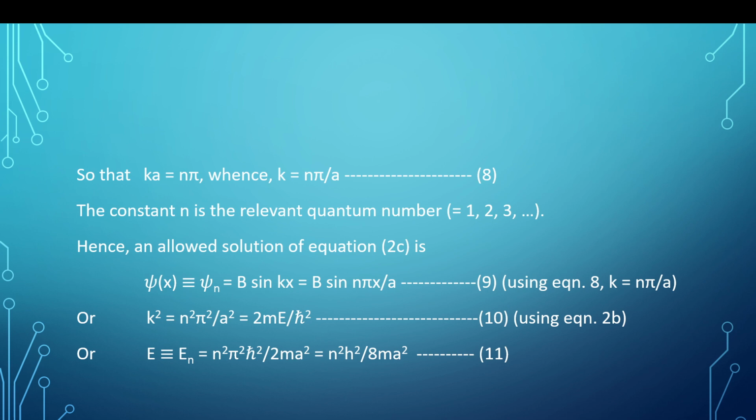We can write psi x or psi n equal to b sin kx, or b sin n pi x over a. And remembering that k square is n square pi square over a square, also equal to 2mE over h cross square, we can put the value of k, and thus we have evaluated energy En equal to n square h square over 8ma square, where a is the width of the box, m is the mass of the particle, n is the quantum number, h is Planck constant. Question number 11 is for energy.